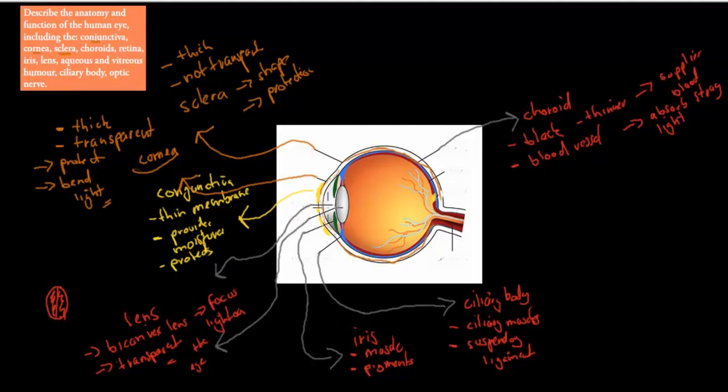The one more that I forgot was the pupil, which will be this one here. The structure of the pupil is just the opening. The black part in the eye that you see in people is the pupil. Its structure is just that black opening, and its function is to control the amount of light that passes in.